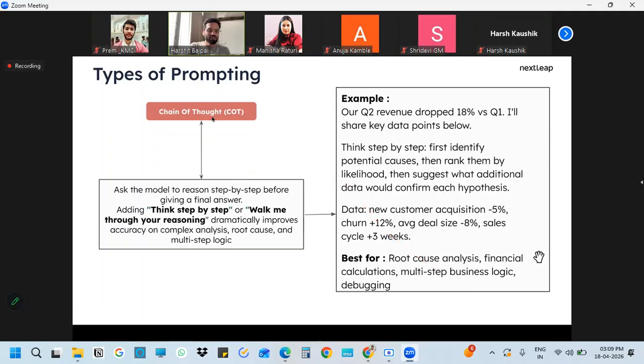But this is what is called chain of thought reasoning. So it is basically think step by step, walk me through your reasoning. It will be your logical reasoning that this is the data. First, we'll identify the potential causes for the revenue drop. Then we'll rank them. Then we'll see what hypothesis there is, what data we have, etc. So it is good for RCAs, case studies, etc.